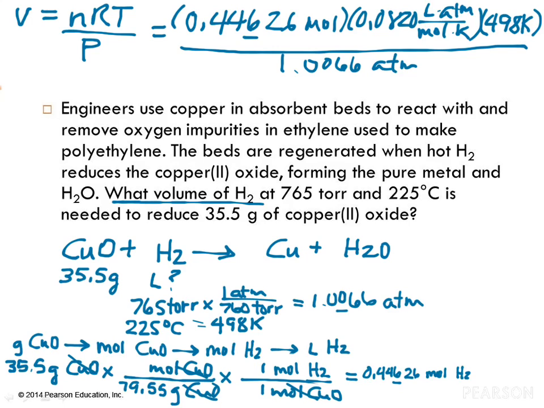So we got 0.446266. No, that's an extra 6. What it says there, times 0.08206 times 498 divided by 1.0066 equals, this should have 3 significant figures, so we're going to end with 18.1 liters. I almost put grams. It's like, wait a minute, what are we calculating? Volume.